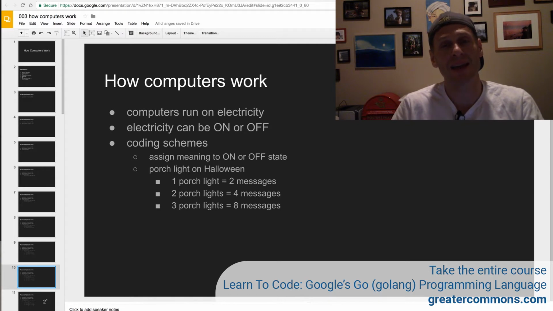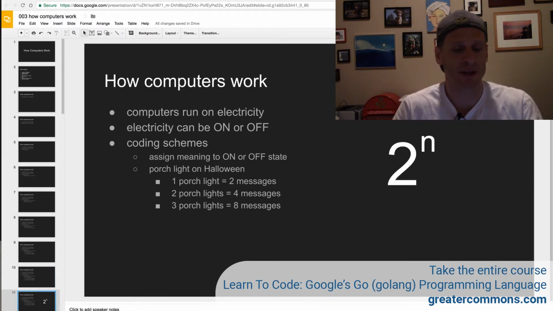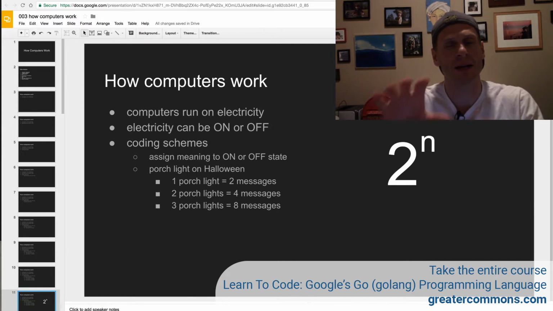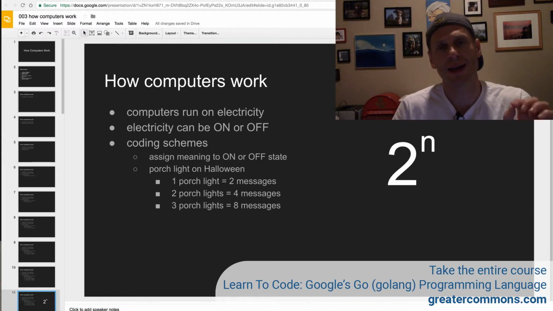We could have 8 messages associated with the on-off states of those 3 porch lights. And the formula for figuring out how many combinations of on or off there are is 2 to the n, where n is the number of porch lights, or circuits, or switches, or transistors, whatever you want to call it. So 2 to the 3 is 2 times 2 times 2, which is 2, 4, 8.